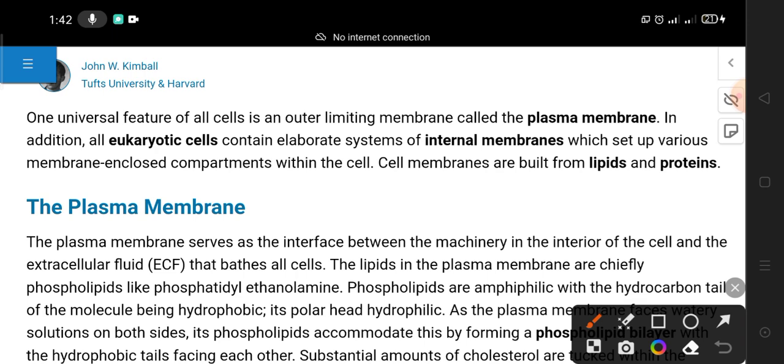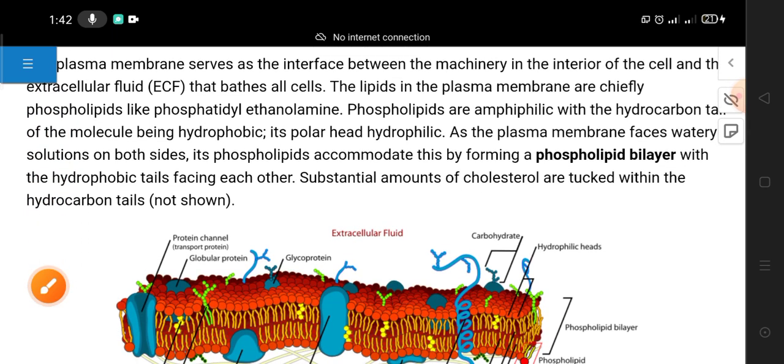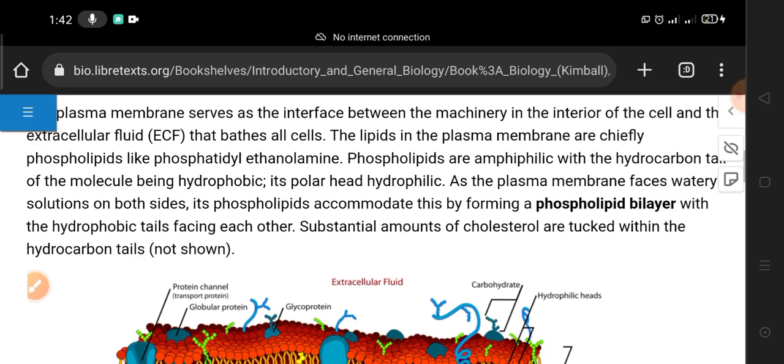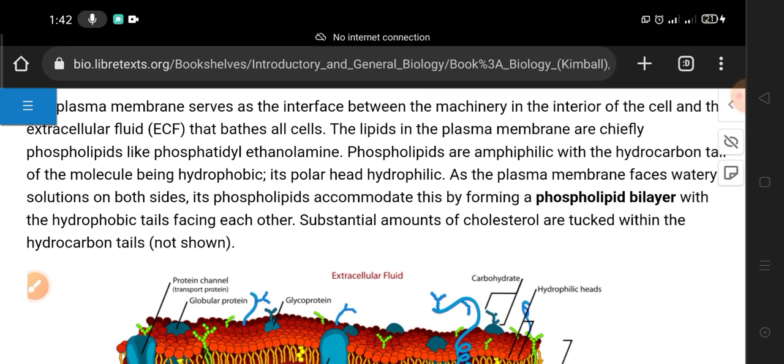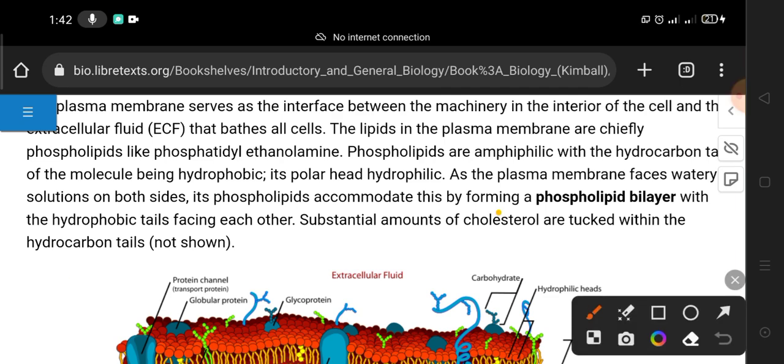As the plasma membrane faces watery solution on both sides, its phospholipids accommodate this by forming a phospholipid bilayer with the hydrophobic tails facing each other. A substantial amount of cholesterol is tucked within the hydrocarbon tails.